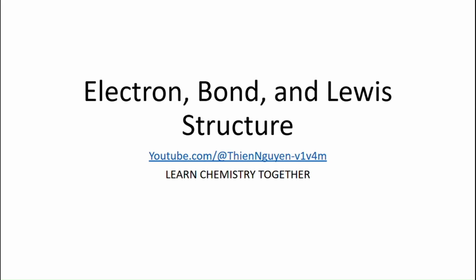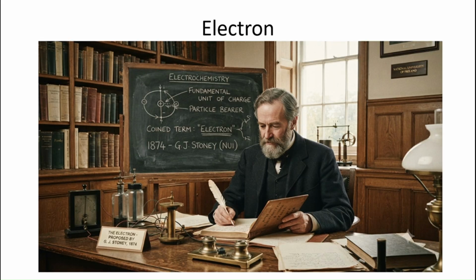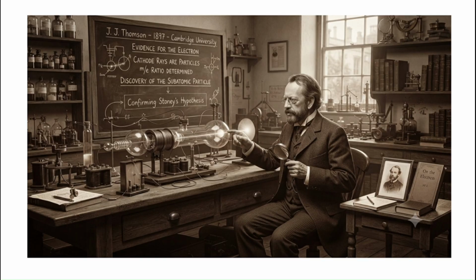Our story begins in 1874, when George Johnstone Stoney of the National University of Ireland first proposed the existence of the electron. Attempting to explain electrochemistry, Stoney suggested that chemical phenomena were driven by discrete units of charge, and he coined the term electron to describe this hypothetical particle. Two decades later, in 1897, J.J. Thomson at Cambridge University provided definitive experimental evidence using cathode ray tubes, measuring the charge-to-mass ratio, and cementing the discovery of the electron as subatomic reality.